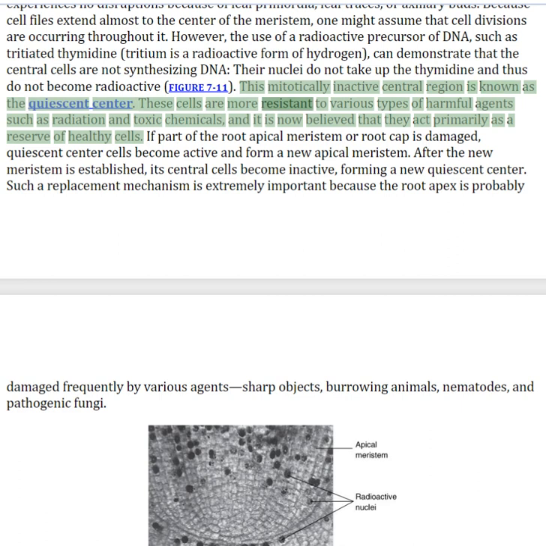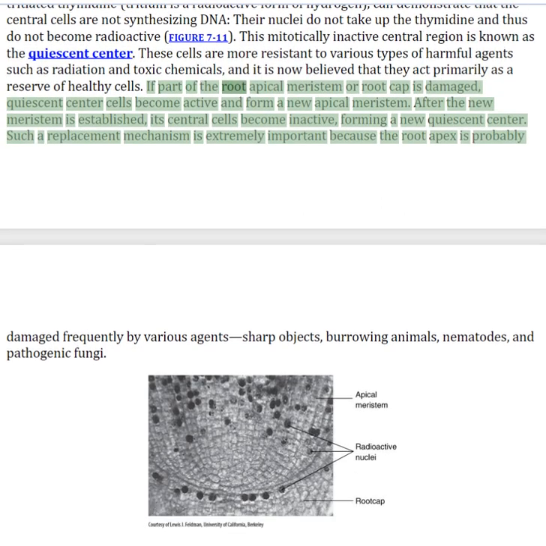These cells are more resistant to various types of harmful agents such as radiation and toxic chemicals, and it is now believed that they act primarily as a reserve of healthy cells. If part of the root apical meristem or root cap is damaged, quiescent center cells become active and form a new apical meristem. After the new meristem is established, its central cells become inactive, forming a new quiescent center.